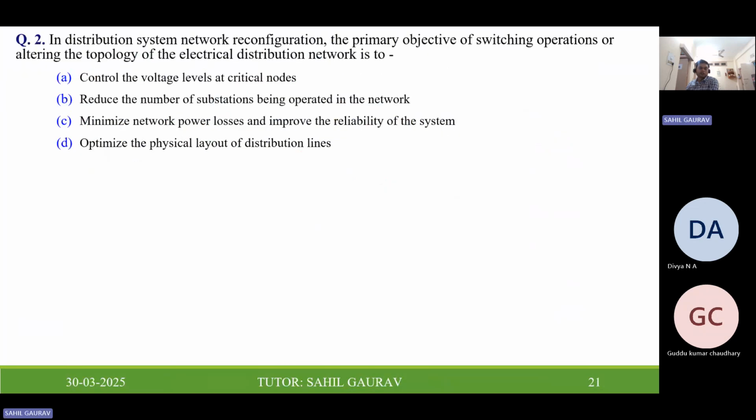Now let us move to the next problem. In distribution system network reconfiguration, the primary objective of switching operations or altering the topology of the electrical distribution network is to, and the options are: to control the voltage level at critical nodes, to reduce the number of substations being operated in the network, to minimize the network power losses and improve the system reliability, and to optimize the physical layout of distribution lines. You can give your answer in the chat box. I am coming in one minute.